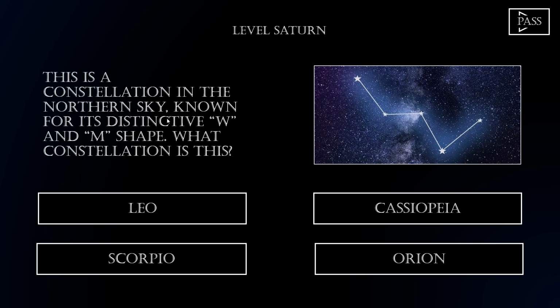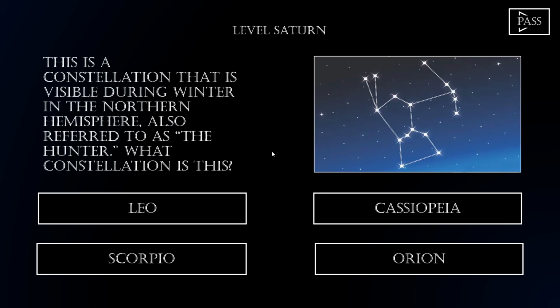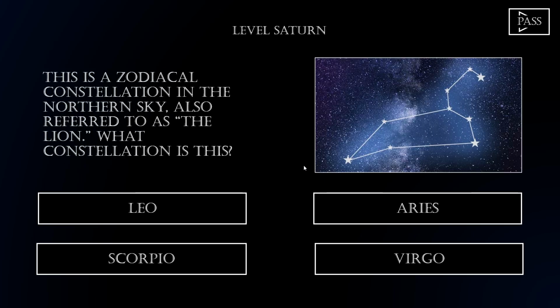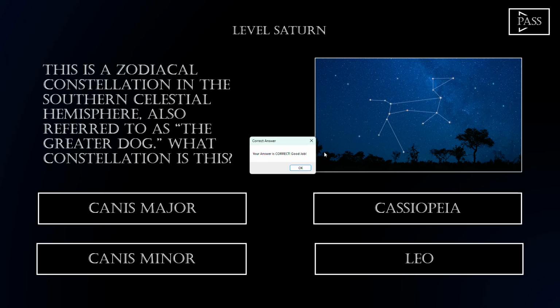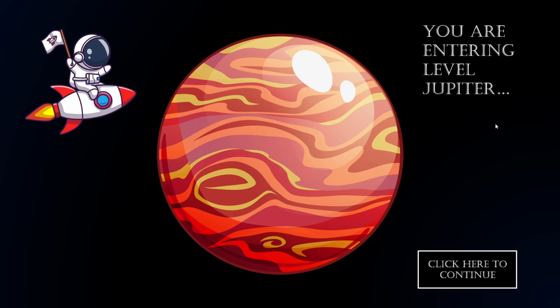Let's say I want to pass this question. And let's answer this one. I know this one's Cassiopeia. And I know that this one's Orion. And then this one referred to as the Lion, that's Leo. And then this is Canis Major. And then we go to level Jupiter. You are entering level Jupiter.